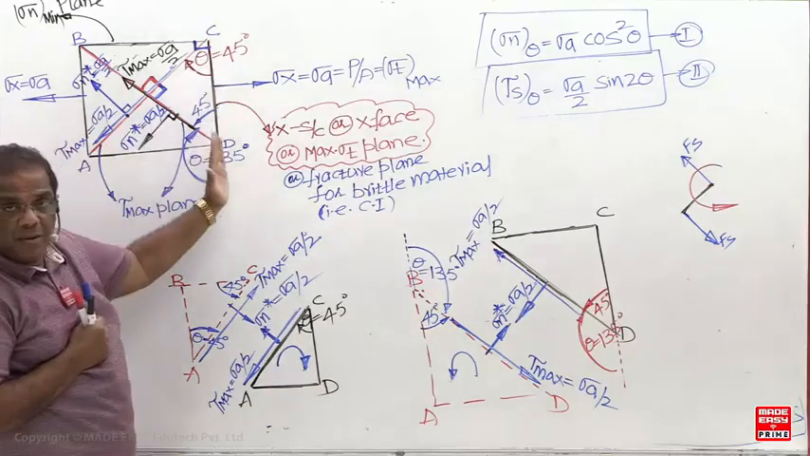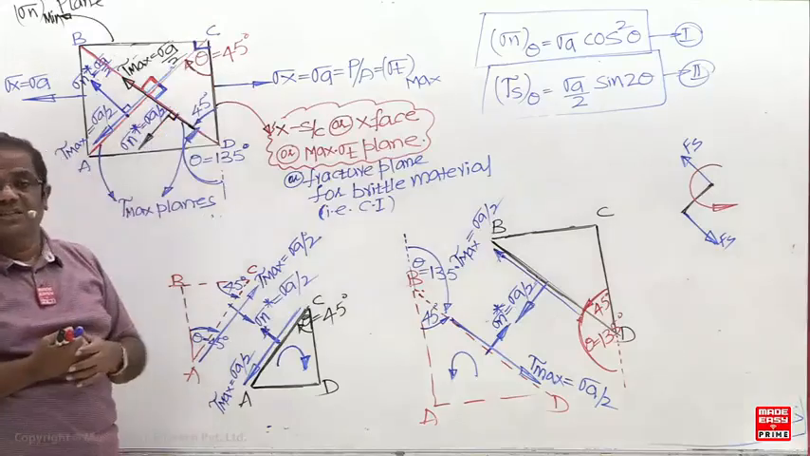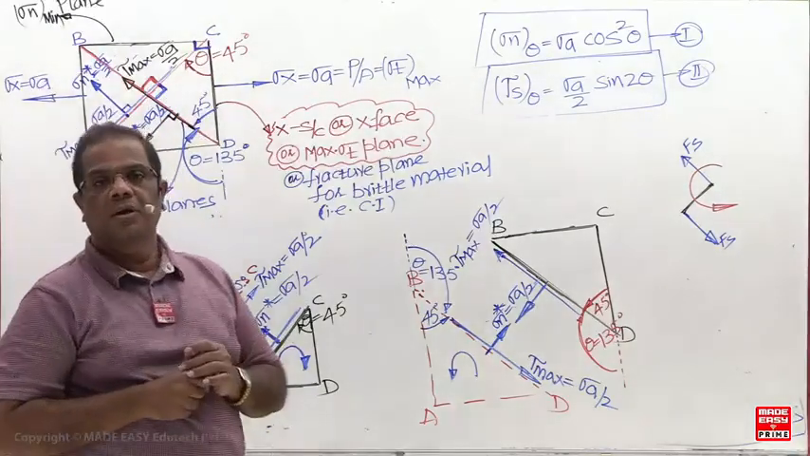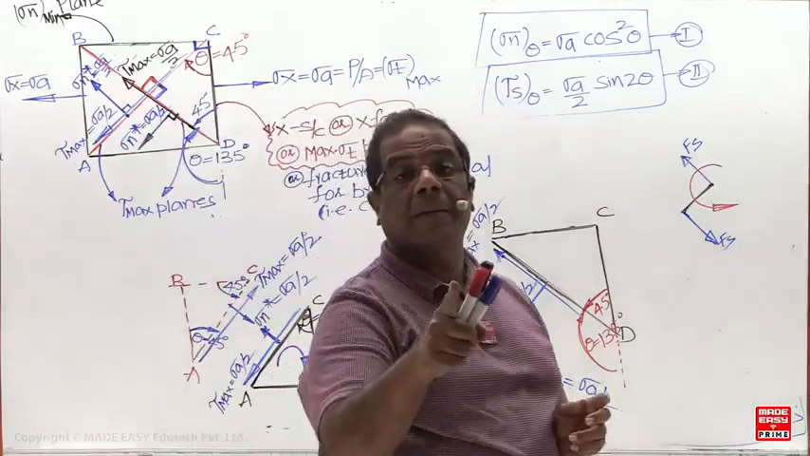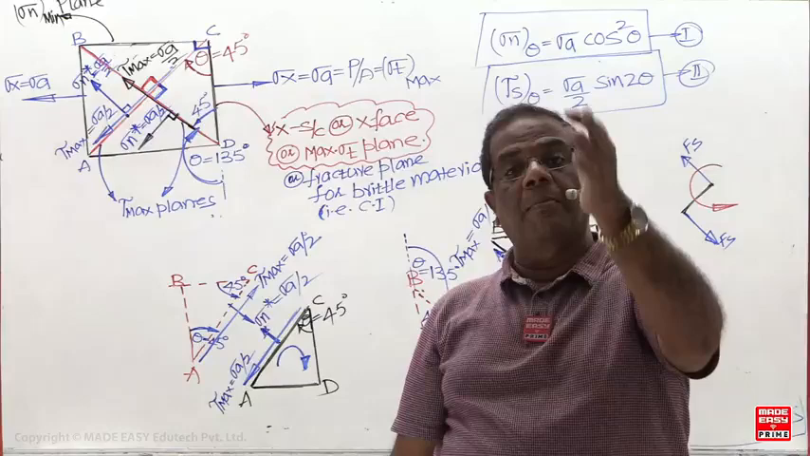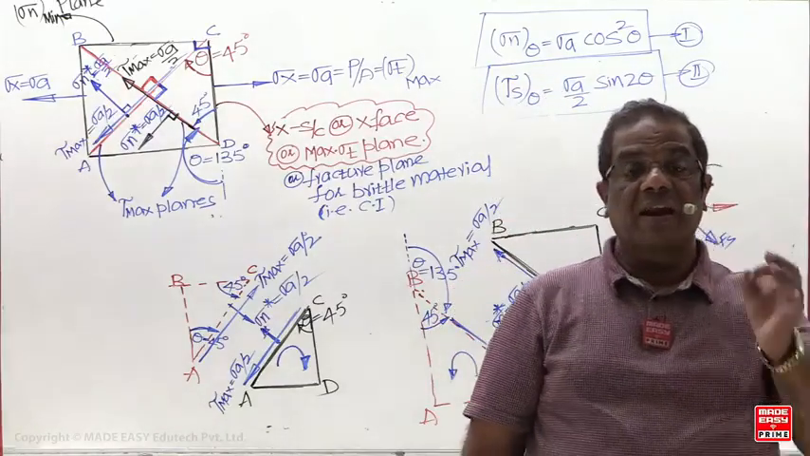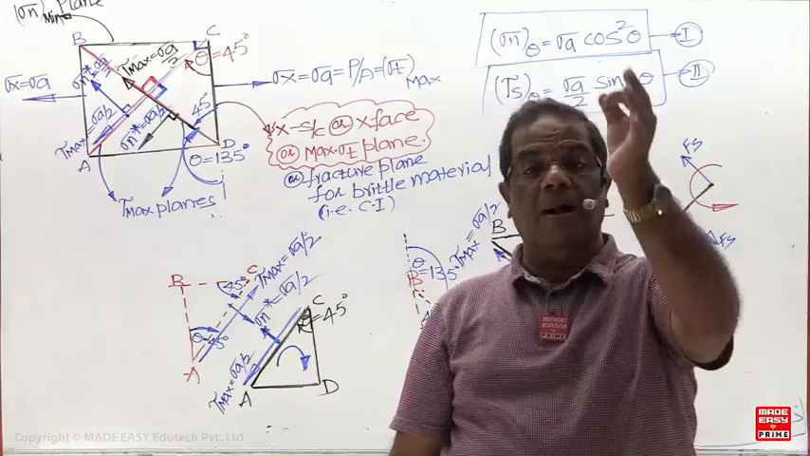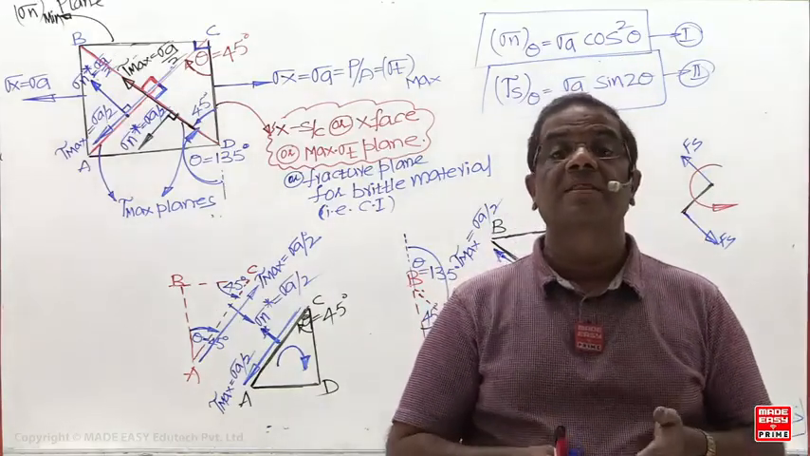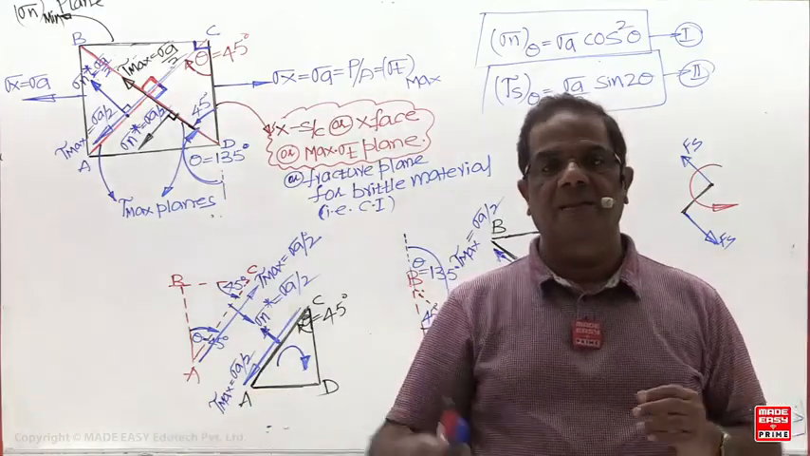Now you can check it. This plane is the maximum normal stress plane, that is the tensile stress plane. On the maximum tensile stress plane, what is the shear stress? 0. Similarly, on the minimum normal stress plane, which is 0, the shear stress is also 0. So whenever normal stress becomes maximum or minimum, shear stress is always 0. Those planes are called the principal planes.